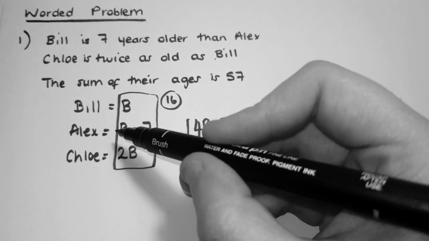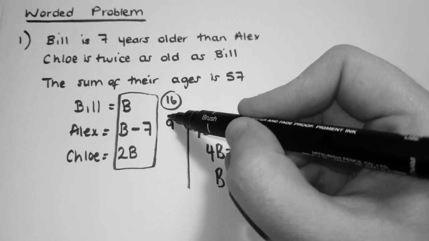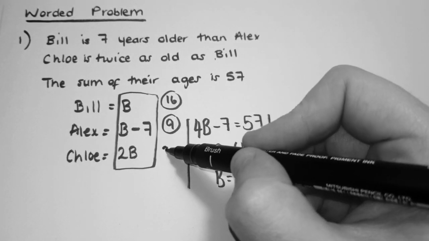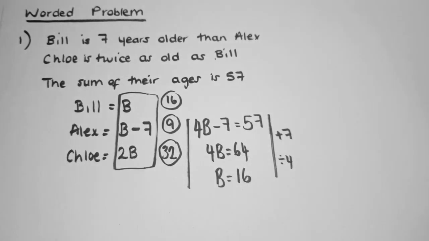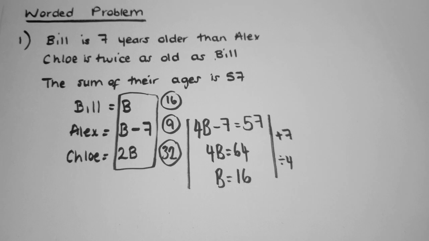Now that I've got Bill's age, Alex is 7 years younger. So 16 subtract 7 gives me 9. And Chloe is twice Bill's age. So 2 lots of 16 is 32. So that's it. That's my answer. Bill is 16. Alex is 9. Chloe is 32.